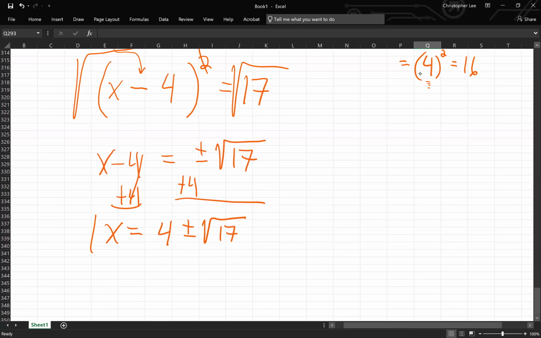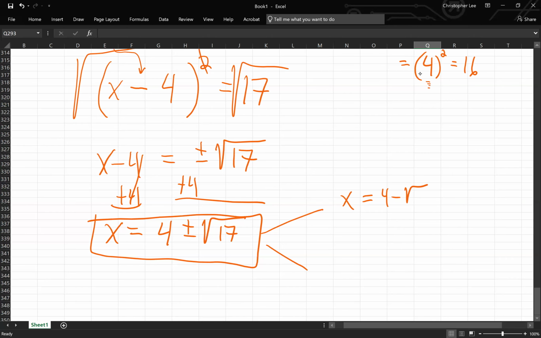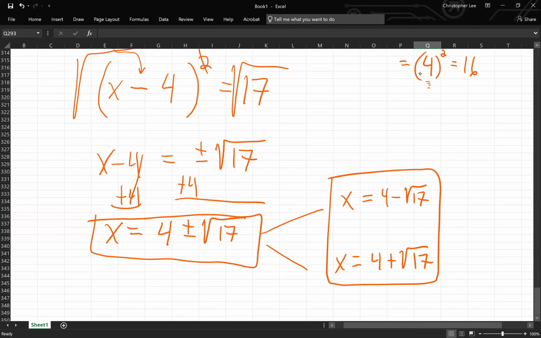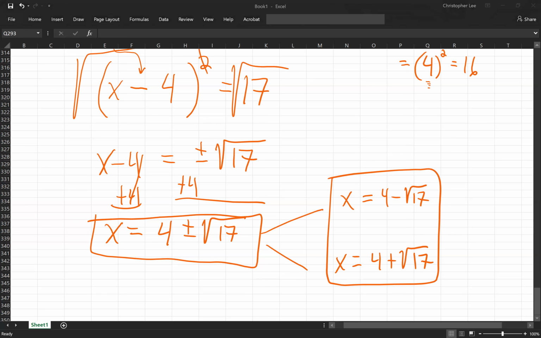All right. I will accept an answer like this, or if you want to separate it, that's fine too. You could tell me x is equal to 4 minus square root 17, and x is equal to 4 plus square root 17. Right? Either you're going to give me a combo answer with the plus and minus, or you're going to separate the two. All right. I'll accept both answers. All right. Questions on it? Good. All right. Let's see what else we got.